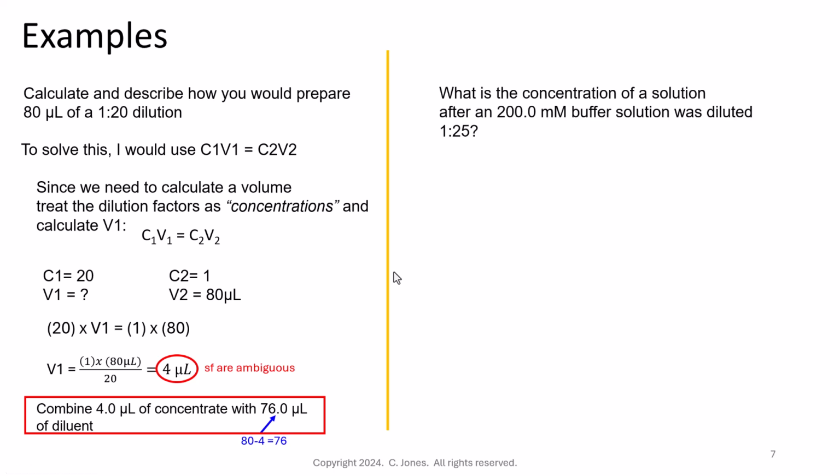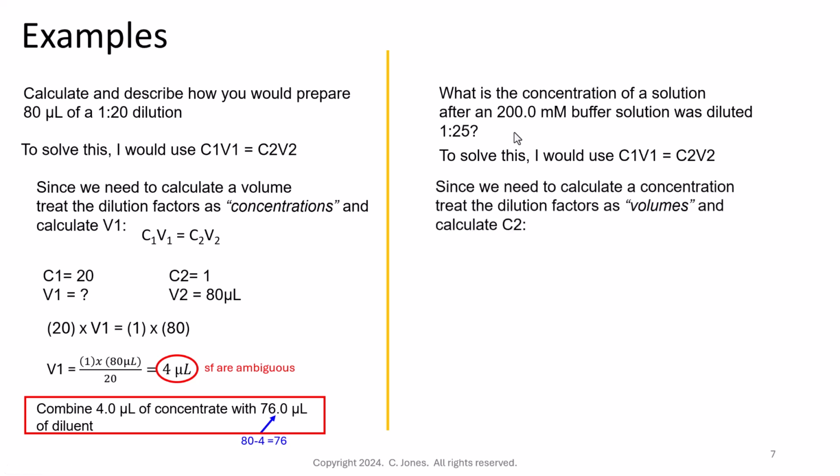All right, let's look at another one. What is the concentration of a solution after a 200 millimolar buffer was diluted 1 to 25? So now we're given the concentration, and the 1 to 25 are going to be interpreted as volumes. So again, C1V1 equals C2V2, but now we started with a concentration, so as needed, we can interpret this as a volume. So we write our C1V1 equals C2V2.